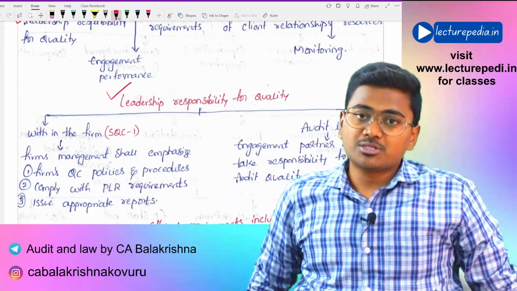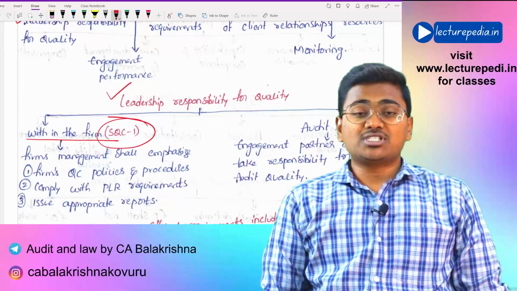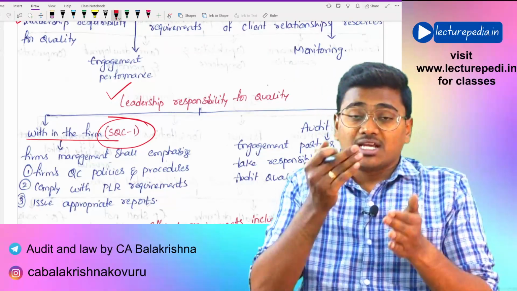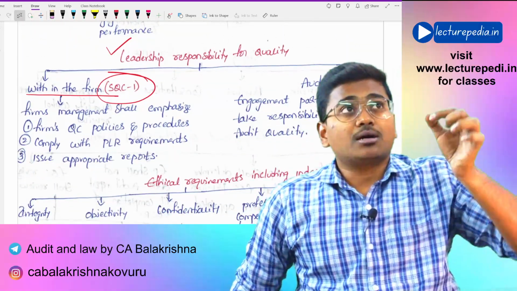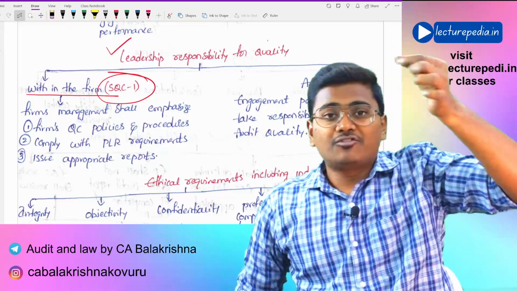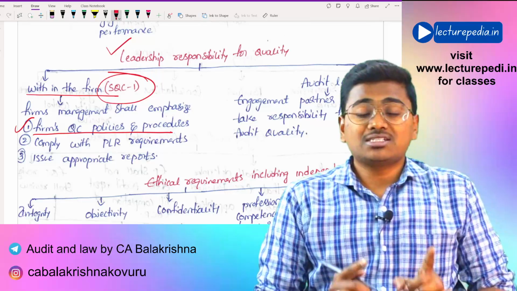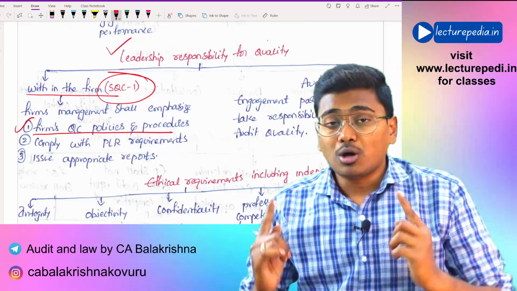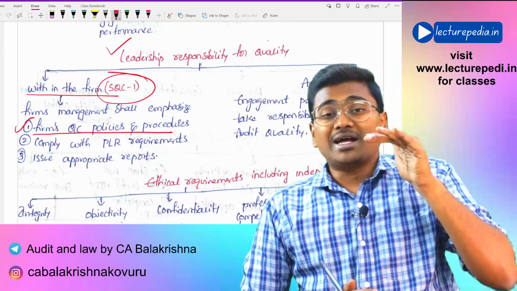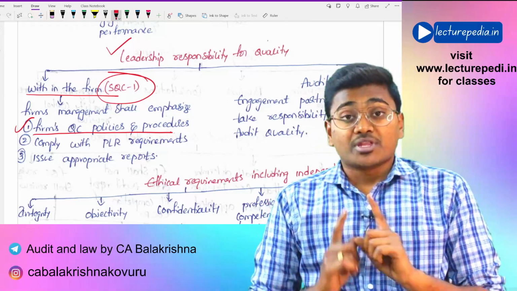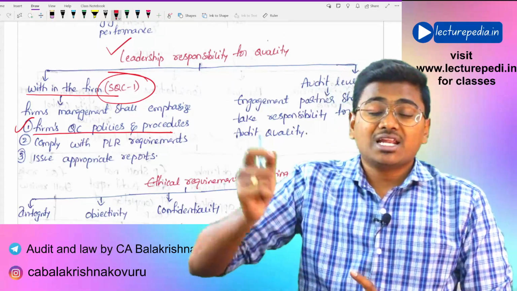See, leadership responsibility for quality within the firm, that is SQC-1. Now, as per SQC-1, the system of quality control must ensure the top management of the audit firm emphasizes that the firm's quality control policies and procedures must be followed by all the staff of the audit firm. That has to be emphasized by the management of the audit firm, and also the audit staff, while performing the audit, must comply with PLR requirements.